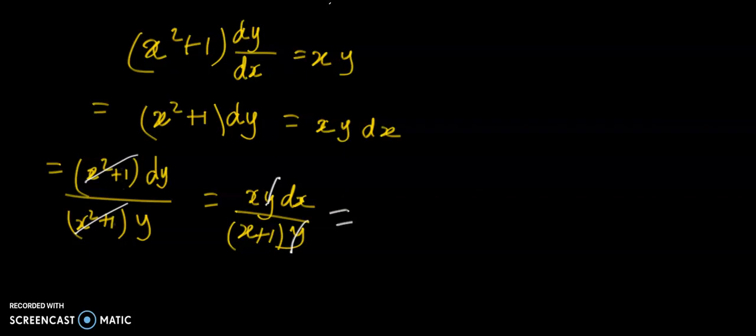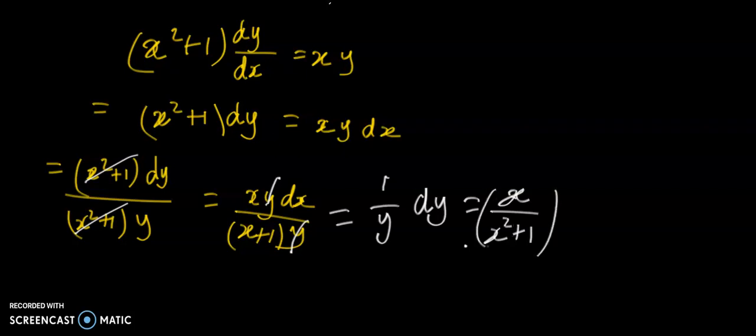So our equation now will become, if you notice, x squared plus 1 is cancelled with x squared plus 1. So we are left with 1 over y dy, and this equals, here we are left with x, so it is x divided by x squared plus 1 dx.